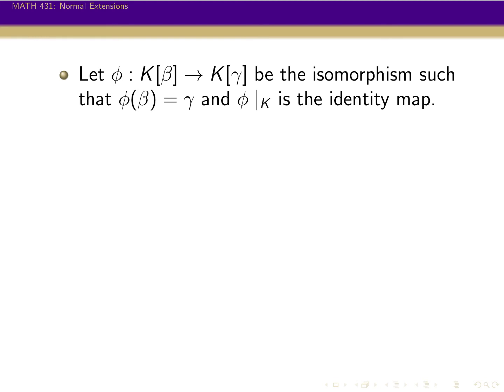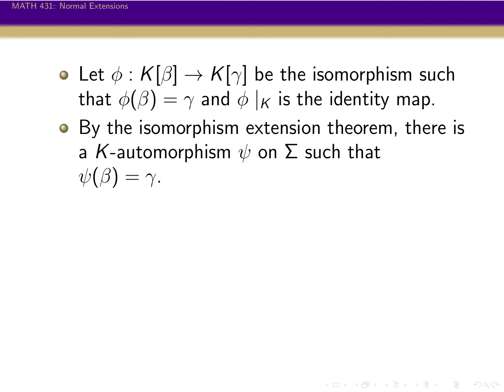And so we're going to let phi then be the isomorphism between k adjoin beta and k adjoin gamma that comes from the fact that they're the roots of the same minimal polynomial, g of x. And so we have some isomorphism, phi, that's going to send beta to gamma, and phi is also going to be the identity map on k. So if we restrict phi to k, it is the identity map. So phi fixes all the elements of k, and it sends beta to gamma.